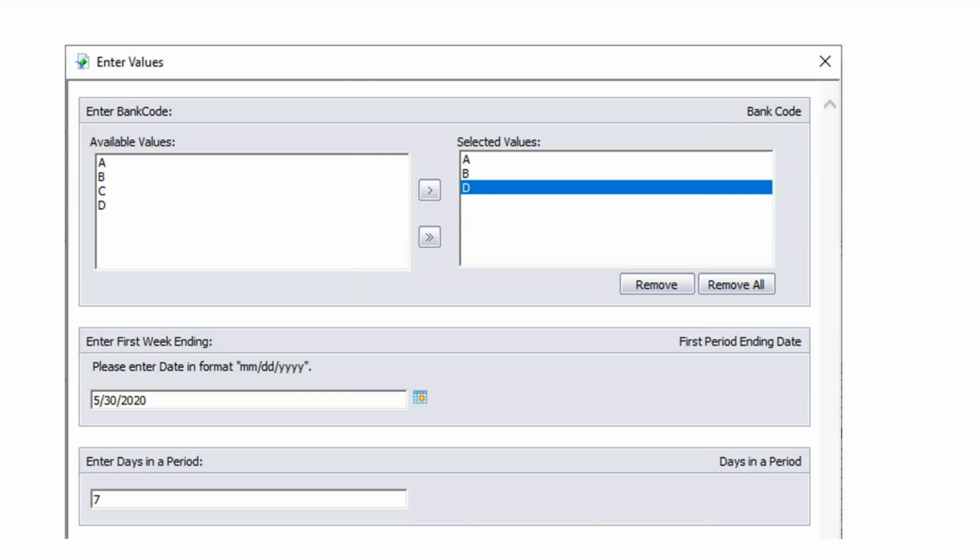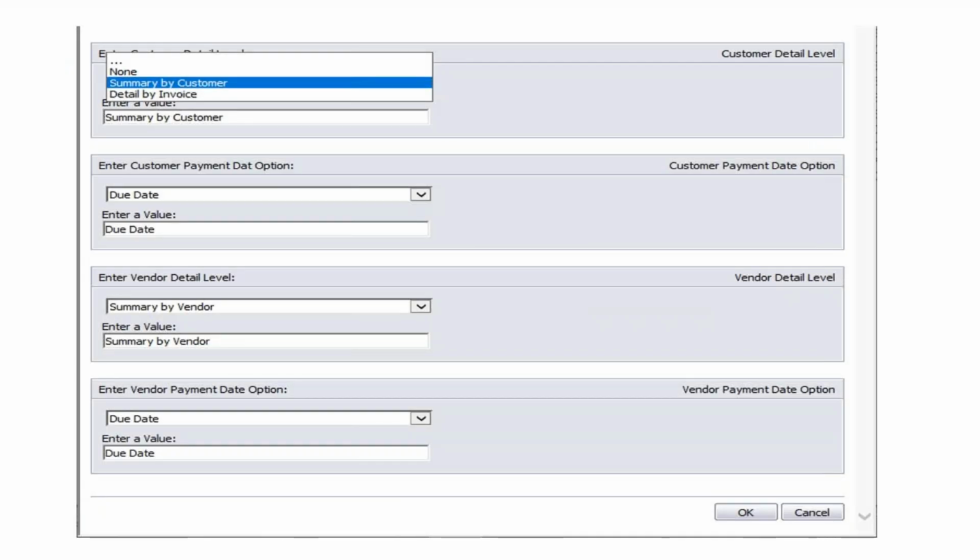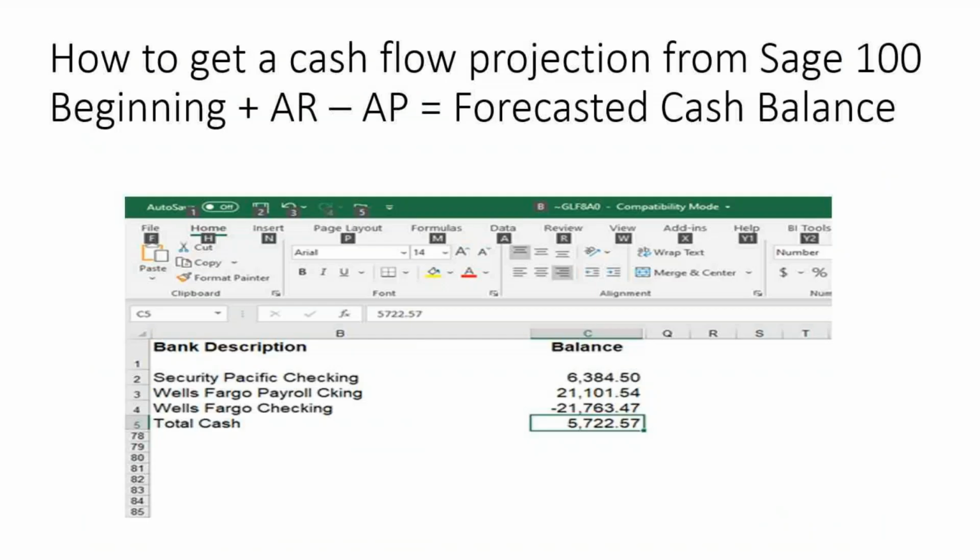In Sage 100, we have developed a Crystal Report that allows the selection of a single, range, or all cash accounts. We then define the end date of the first period, as well as the number of days included in each period. We can then select summary, detail, or none for both vendor and customer balances to be displayed and included. In addition, there is also the choice of using the invoice date or the due date for the period in which the balances are categorized.